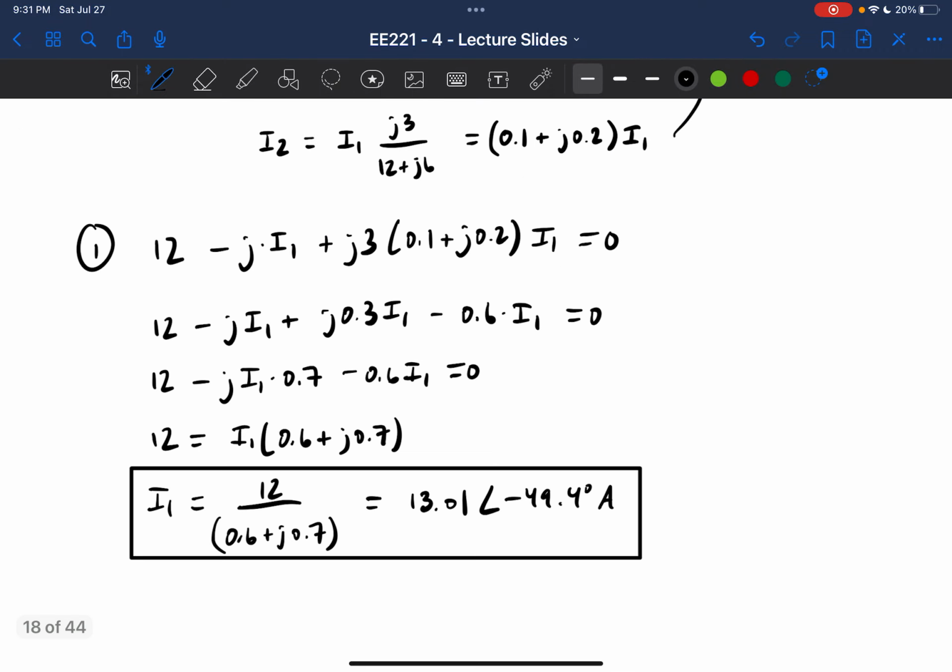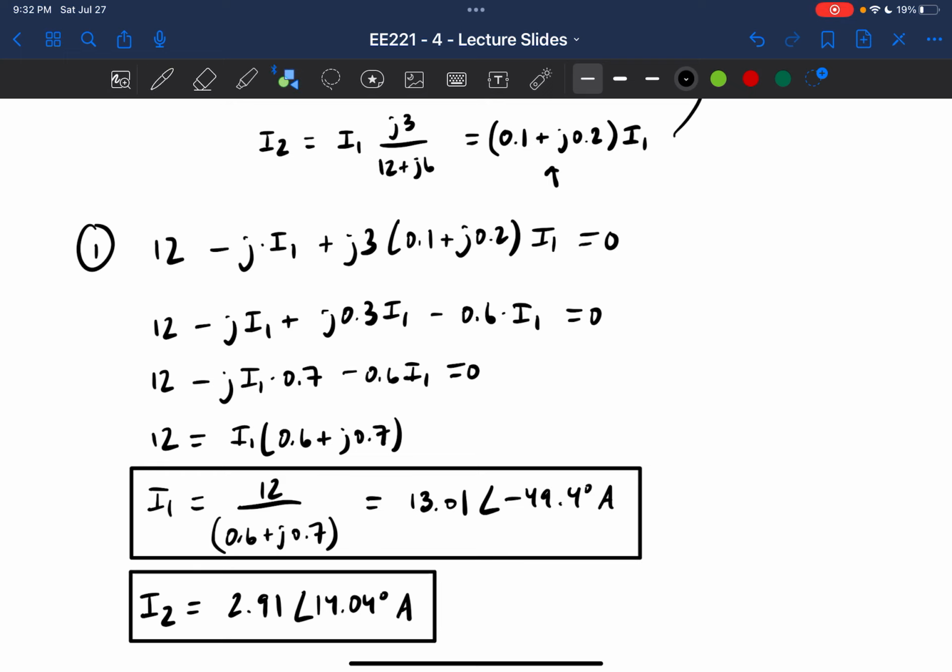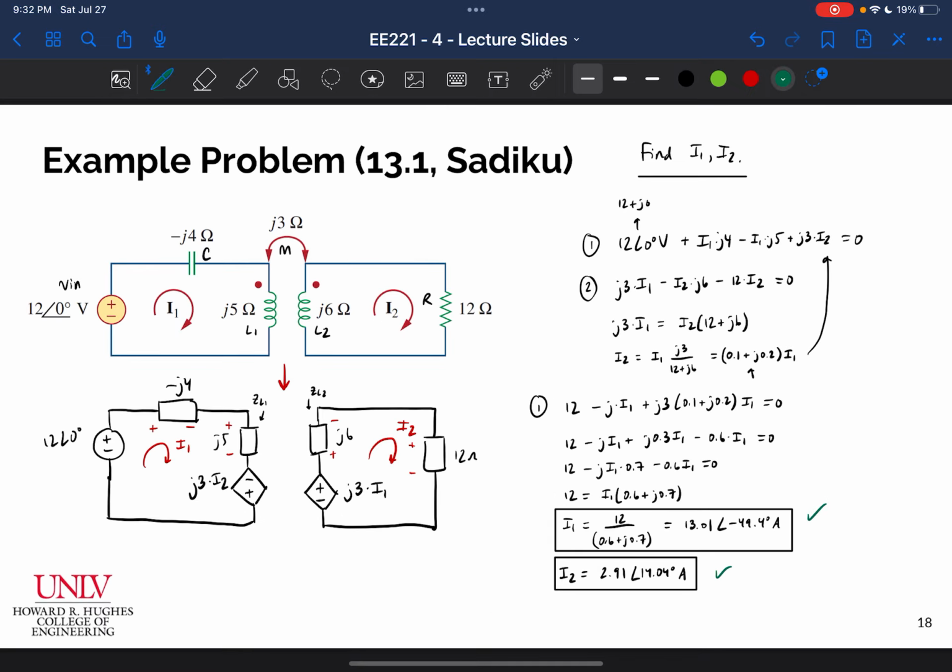I2 is just I1 multiplied by j 0.2 plus 0.1. So let me multiply this in my calculator. 0.1 plus 0.2i. And then let me convert that to a phasor as well. And I get that I2 is 2.91 angle 14.04 degrees amps. And that is correct according to the textbook. Okay, awesome. So these are both good. And that is how you solve this problem.